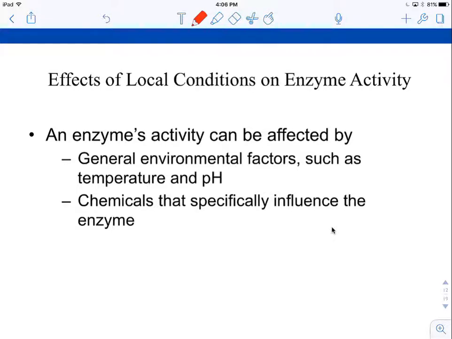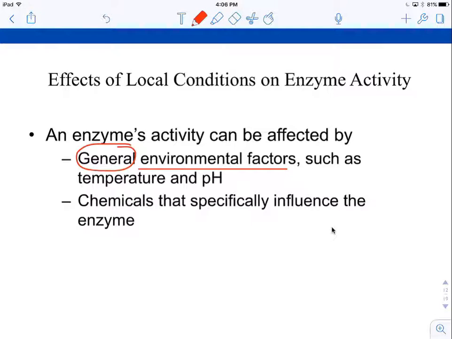Now, how can enzyme activity be affected? And enzymes, like everything, it's important that we are able to control them, okay? To lower their activity, to boost their activity, to maybe shut them down or turn them on if they have been shut down. And so there are some ways to do this in general and some ways to target specific enzymes. So general ways to affect enzyme activity is to change the environment.